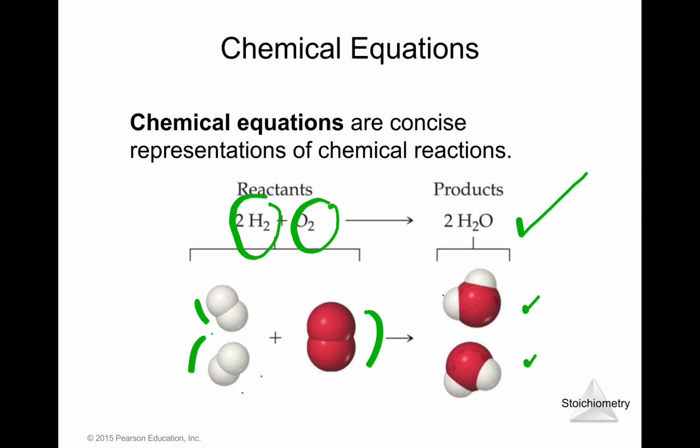Notice that we still have 1, 2, 3, 4 atoms of hydrogen and 1, 2 atoms of oxygen, so that we have all of the same atoms that went into the reaction coming out of the reaction. It's just that they're now combined differently.